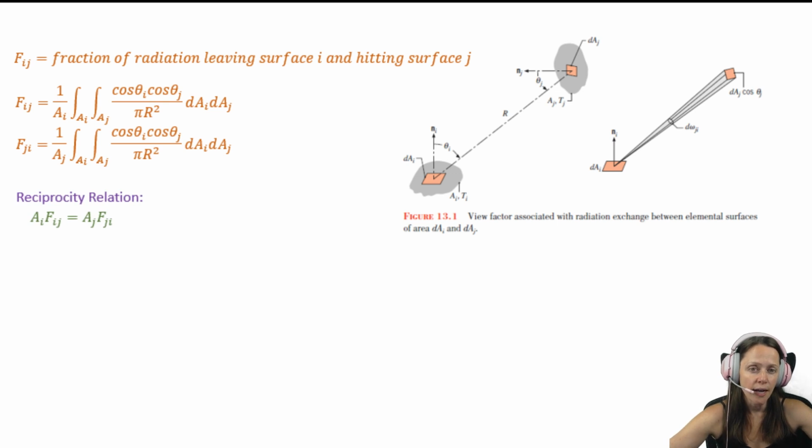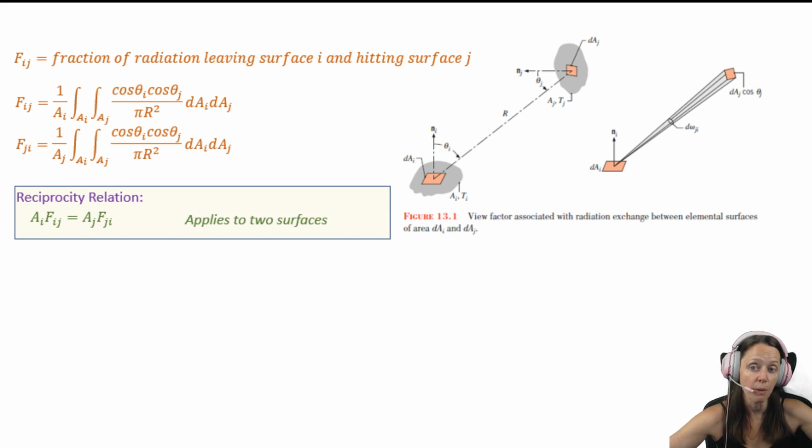You can see that from the definition for the view factors of Fij and Fji, the values of those double integrals are the same for each. So if you combine those two together, you get the reciprocity relationship. And that reciprocity relationship applies to two surfaces. And of course, those are diffuse surfaces.